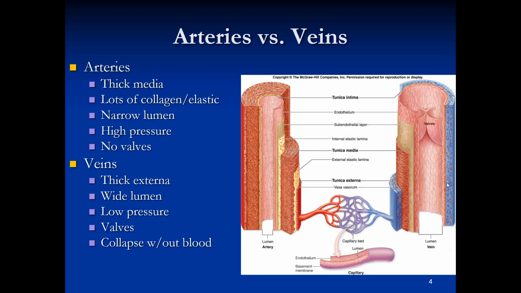If we compare the two like we did a moment ago, the first thing we notice is that the arteries have really, really thick walls, and the bulk of that is the tunica media, which is where all the smooth muscle is, compared to the vein, which has smooth muscle but just not nearly as much. Arteries tend to have lots of collagen and elastic fibers also. The lumen, which is the area in the middle where the blood is, is much smaller in an artery as opposed to a vein.